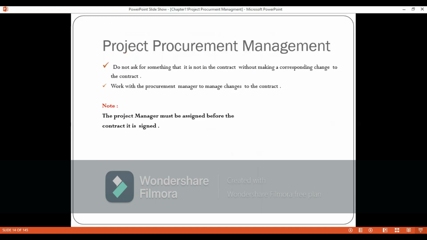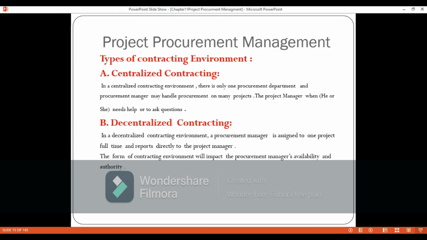Remember, do not ask for something that's not in the contract without making a corresponding change to the contract. Always work with the procurement management to manage those changes to the contract. And remember, the project manager should be assigned right before the contract is signed. So it's very important that the project manager is always there before the contract is signed.